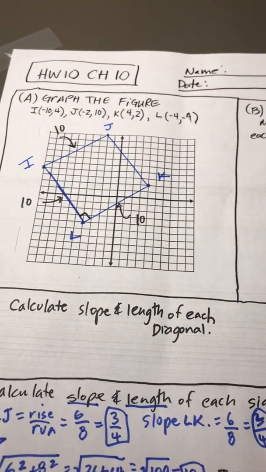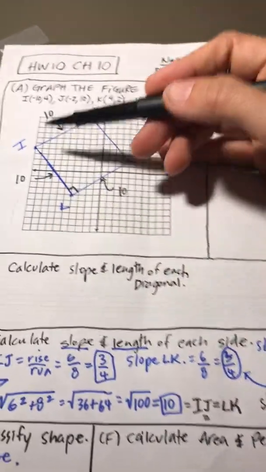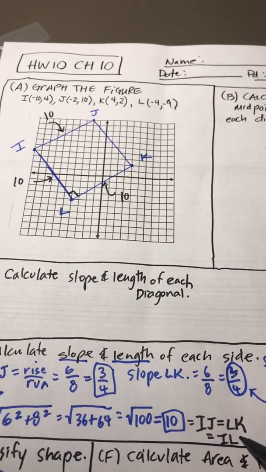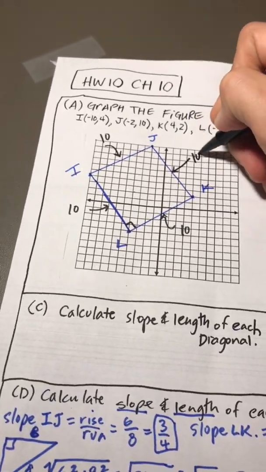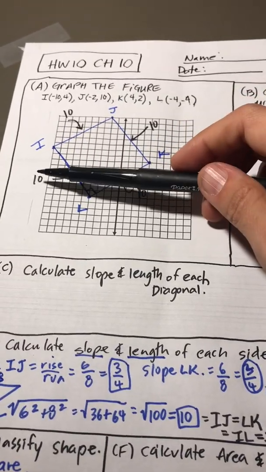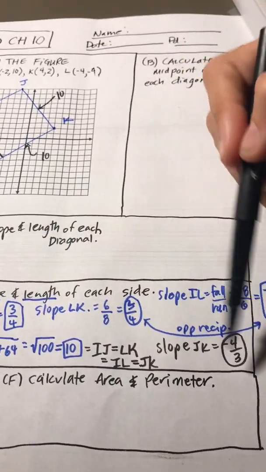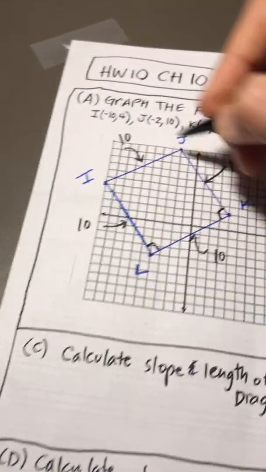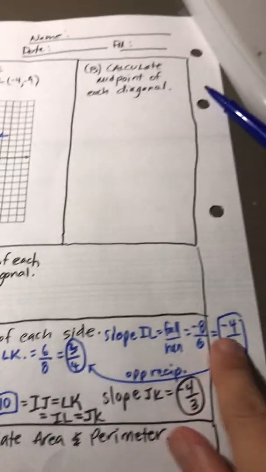And it looks like all 4 lengths, not just IJ and LK, but the other 2 lengths, IL and JK, are all 10. So just knowing though that they're all equal length only means they're a rhombus, because by definition equal lengths is rhombus. So it's really these slopes. Notice how these 2 slopes are opposite reciprocals, these are opposite reciprocals. So it's definitely confirmation that all 4 angles are 90-degree angles, because all 4 of these angle relationships are opposite reciprocals. Okay?